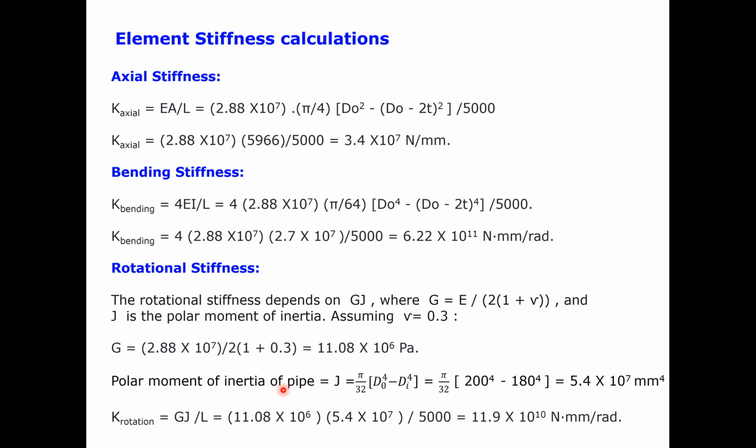The polar moment of inertia of the pipe, J, is equal to pi by 32 times DO, the outer diameter, raised to power 4 minus the inner diameter raised to power 4, and the value comes out to 5.4 into 10 to the power 7 millimeter raised to power 4. So K rotation is equal to GJ over L. After putting in the value of G, the value of J, and the length of the element, we find 11.9 into 10 to the power 10 Newton millimeter per radian is the rotational stiffness of the element.